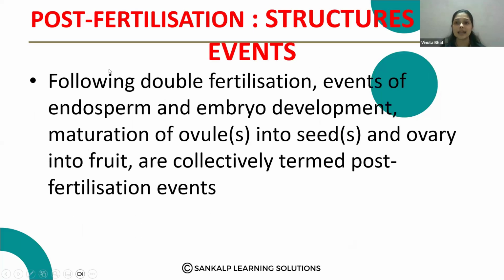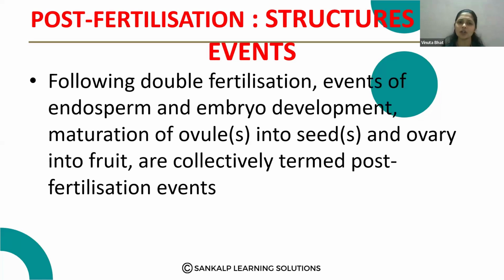So post fertilization. Pre-fertilization events we have seen, that is microsporogenesis, megasporogenesis, we have seen all that, right? Now post fertilization, the male and female gametes fusion is done. So after the fusion of the male and female gametes, what events take place? What are the structures formed that we have to study now?